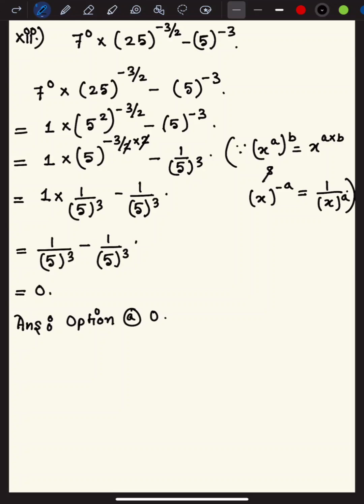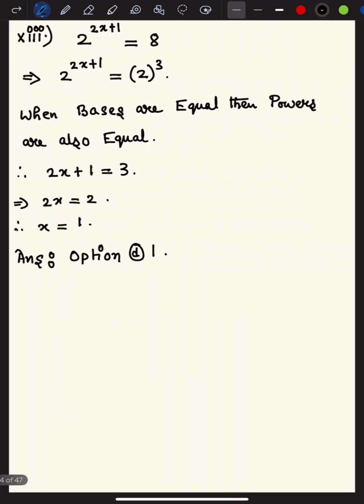Got it? So I have written it as 1 by 5 to the power 3. That means 1 by 5 cube minus 1 by 5 cube. So this multiplied by this comes up to be 1 by 5 cube minus 1 by 5 cube. They get cancelled out, and we come up with the answer 0, which is option A. Got it? Okay.